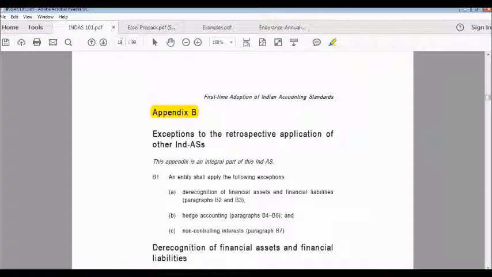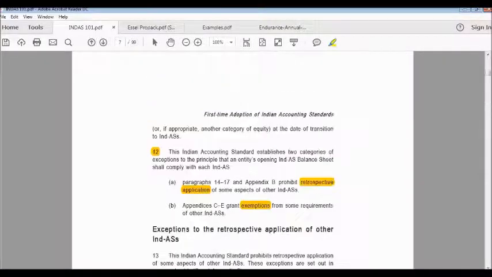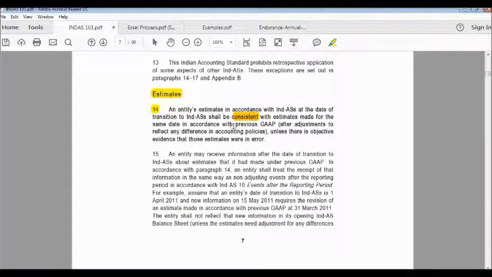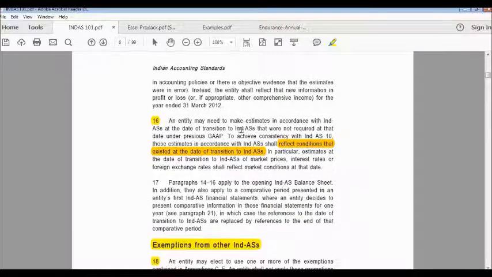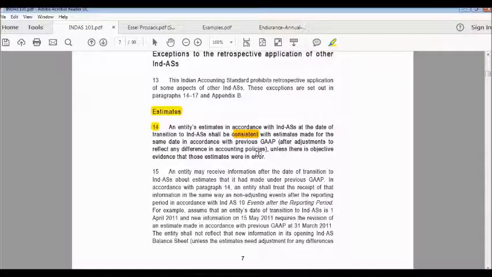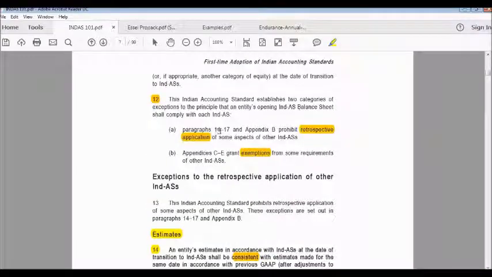So these are the three situations. Going back to page number 7, estimates should be consistent with what was there under the previous GAAP, and if no estimate was required as per the previous GAAP, then you have to make an estimate which reflects the conditions that existed at the date of transition to Ind AS. And Appendix B gives you the example of three cases, like derecognition of financial assets and liabilities. So this is category number 1.